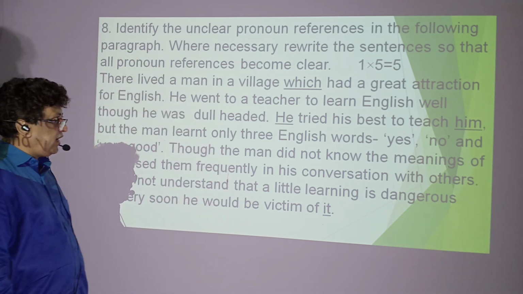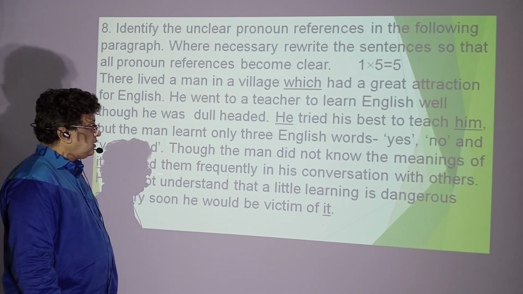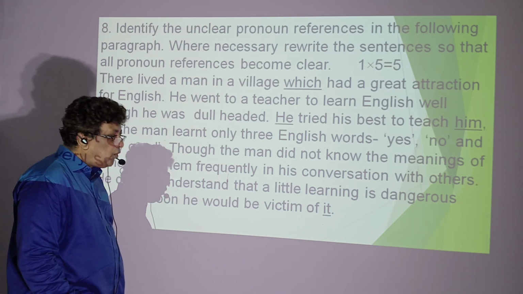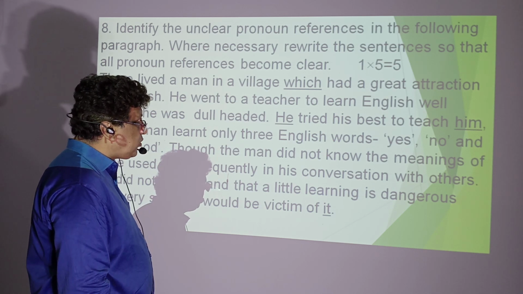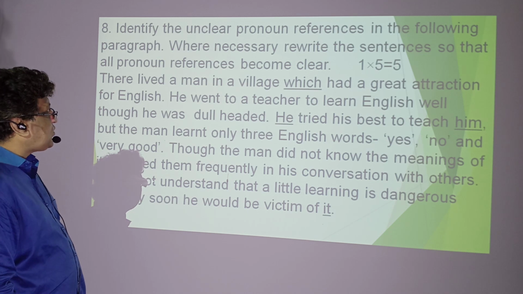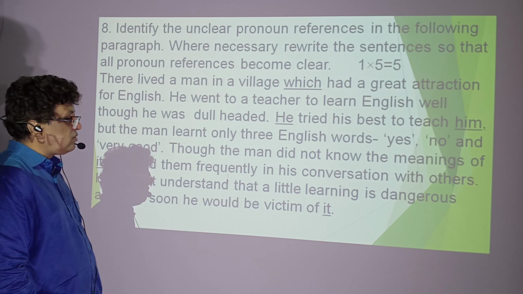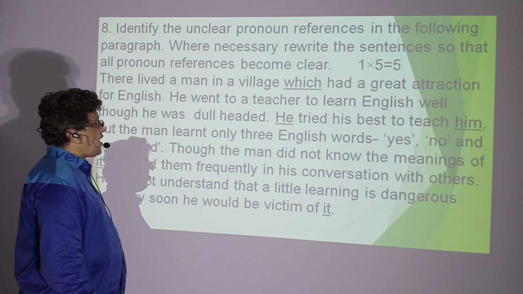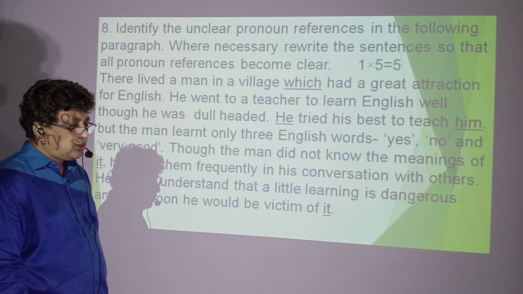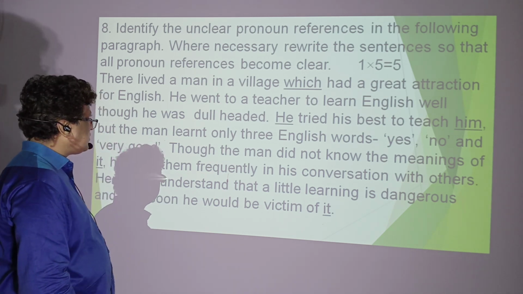Here we also find the underlined pronouns are not correct or clear. They pose ambiguity, they pose problems. First one, which refers to a village, but here the correct antecedent is a man. So instead of which we have to use who had a great attraction.